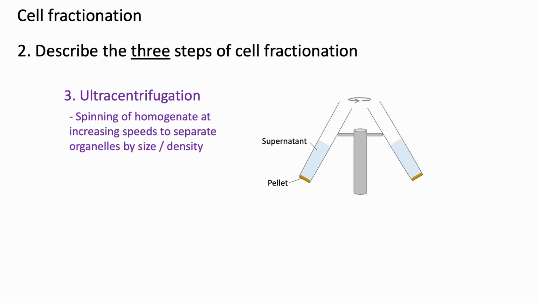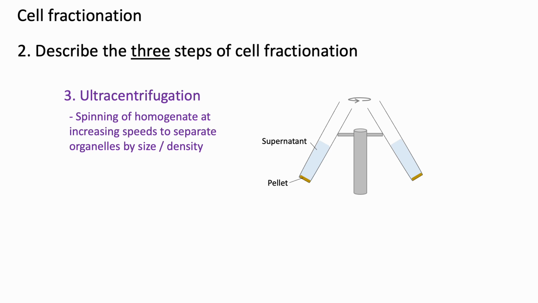And when we spin those, we will get a pellet at the bottom of the tube. That will contain the organelle that's moved to the bottom of the tube. And then in our supernatant, that is the solution at the top, we would have some of the lighter organelles. And each time we spin the tube faster and faster, we end up getting the lighter organelles.